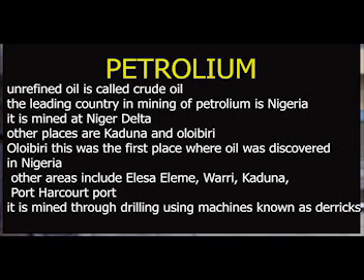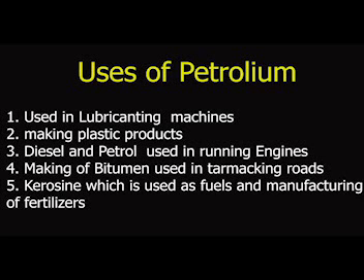Now, we also have oil refineries in Nigeria, and this is very important, my dear pupils, to note. Oil refineries in Nigeria, we have Eleme, we have Warri, we have Kaduna, we have Port Harcourt. These are the oil refineries in Nigeria. Petroleum is mined through a method known as drilling, using machines known as derricks. The uses of petroleum. Petroleum is used in lubricating machines, making plastic products. Diesel and petrol is used in running engines, making of bitumen, which is used in tarmacking of roads, kerosene, which is used as fuel, and manufacturing of fertilizer.